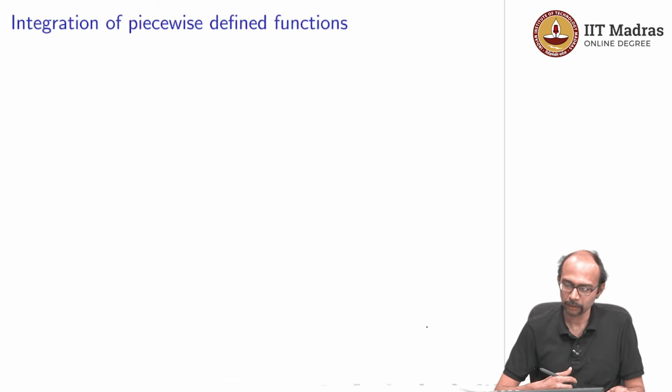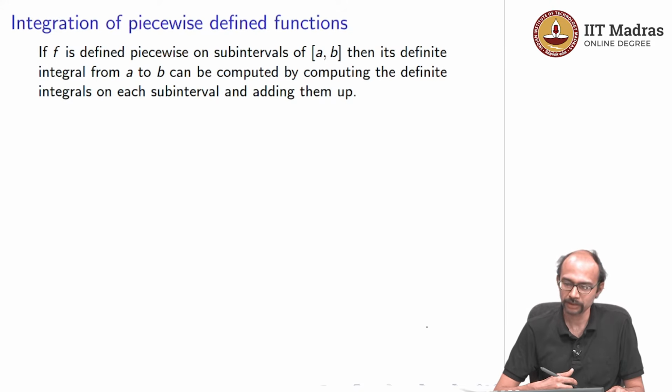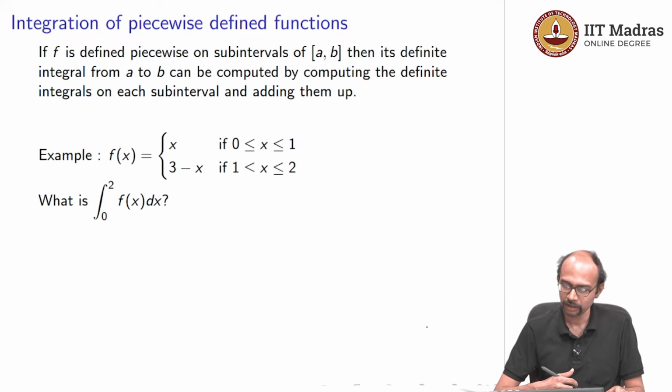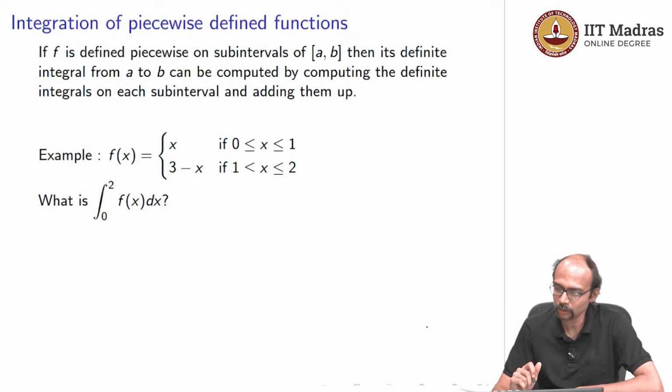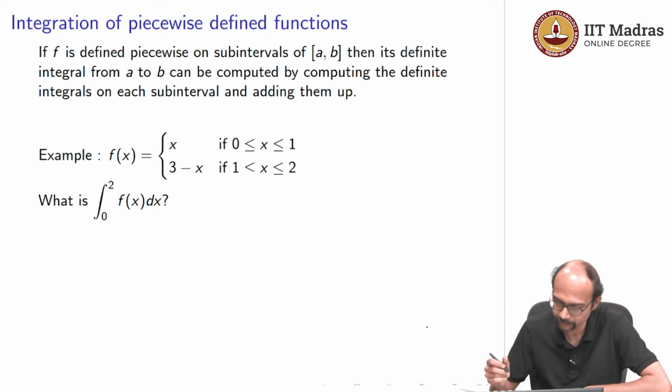Okay. So, let us do a couple of other properties. Integration of piecewise defined functions. So, if f is defined piecewise on subintervals of a comma b, then its definite integral from a to b can be computed by computing the definite integrals on each subinterval and adding them up. So, let us do an example. Suppose you have f of x which is defined as x on 0 to 1, and it is defined as 3 minus x from 1 to 2. What is the integral from 0 to 2 of f of x dx?